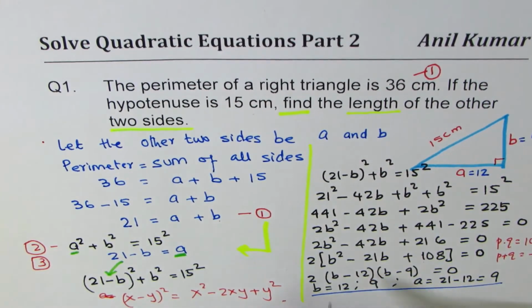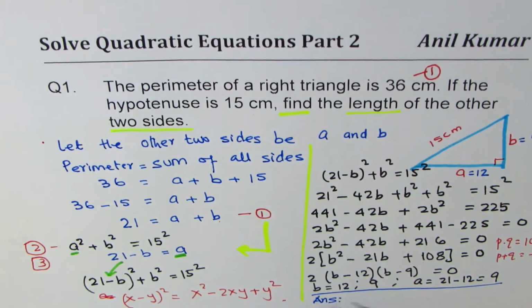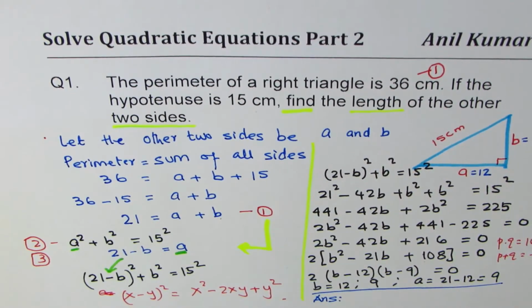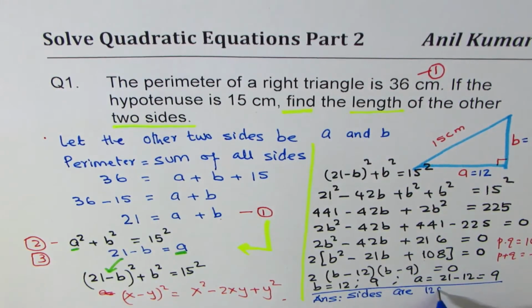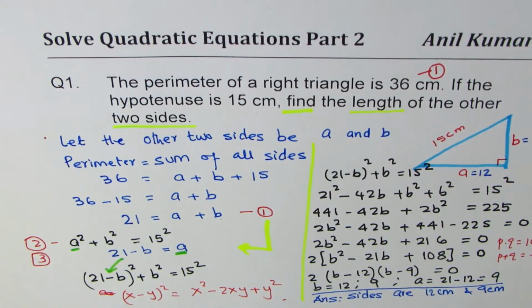Let me write down the answer now. So our answer is, the sides are 12 centimeter and 9 centimeter, correct? So that is the answer for this particular question. The important part here is to understand the steps which we have taken to solve this.